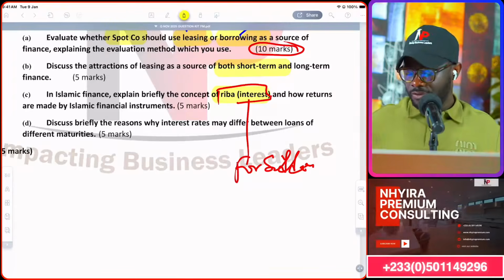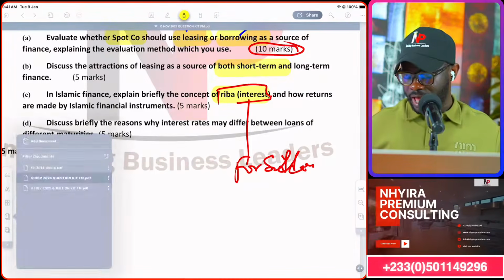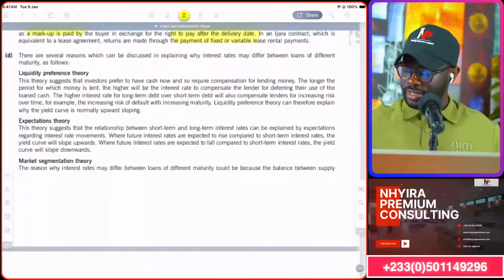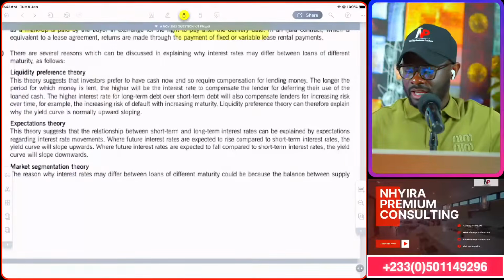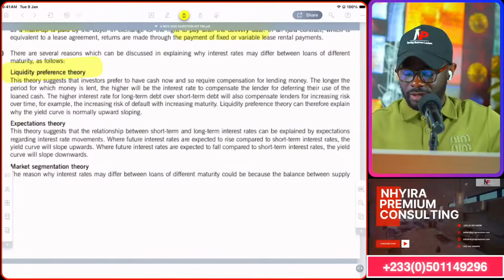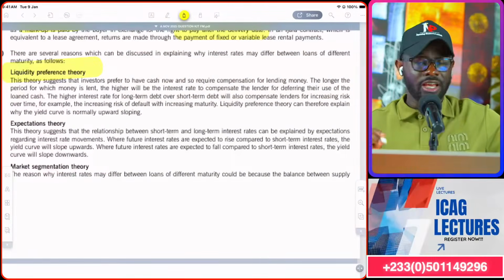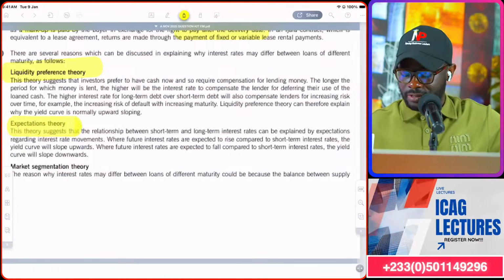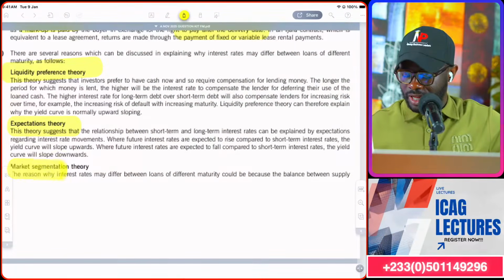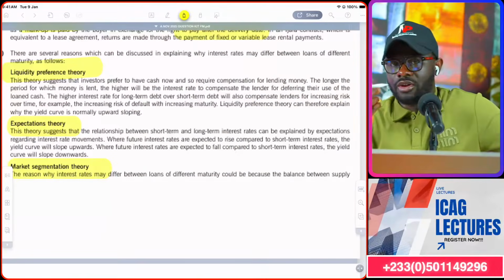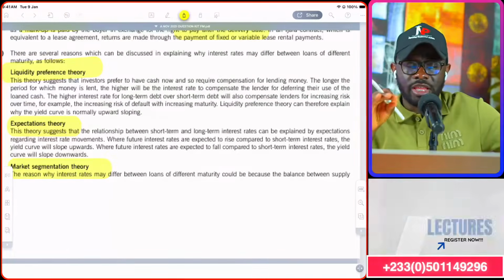Now, there are a couple of theories that we can use to answer this question about the reasons for this. The first one is the concept of liquidity preference, the liquidity theory. The second one is the expectation theory. And then the third one is the market segment theory. What do these mean?